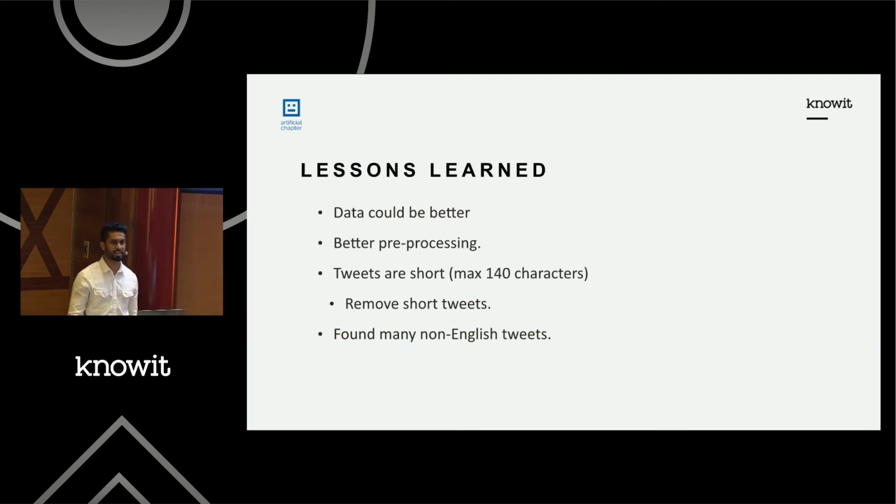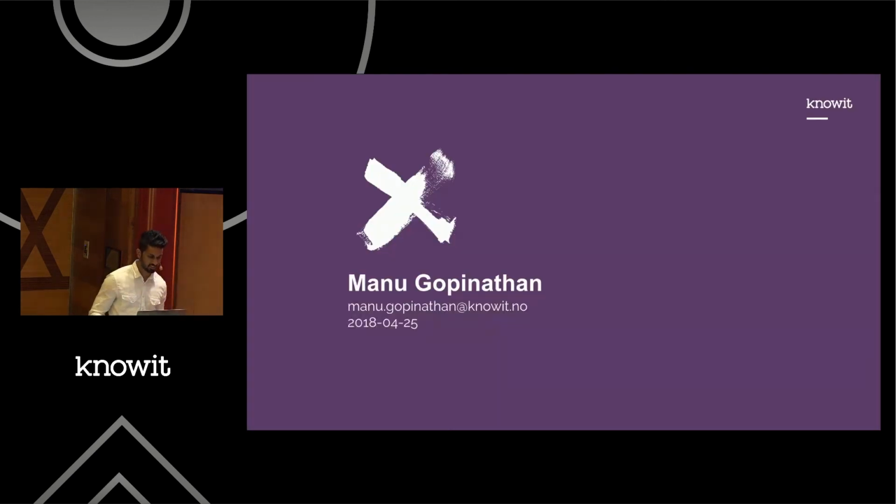We also found many non-English tweets. There are Spanish tweets, Dutch tweets, and Norwegian tweets even. We initially thought that the whole data set was English, but it turned out it wasn't. We used some language detection software to remove a lot of those tweets, but then you end up removing some English tweets too, right? So it's difficult to find a balance there. Yeah, I think that was it.